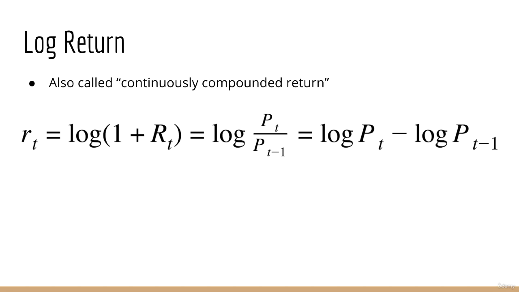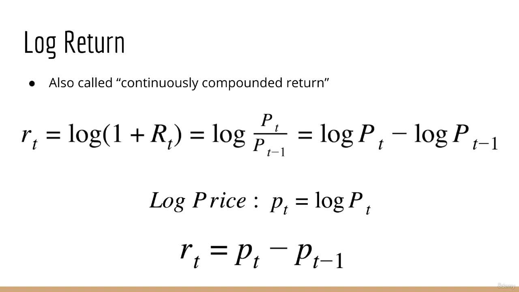Note that it's sometimes conventional to use lowercase letters for log returns and log prices. So little r of t is equal to log of 1 plus big R of t, and little p of t is equal to log of big P of t. And so the log return is just the difference in log prices. Intuitively, we can see why log returns and log prices are convenient. Instead of having to do multiplication and division, we can simply do addition and subtraction.